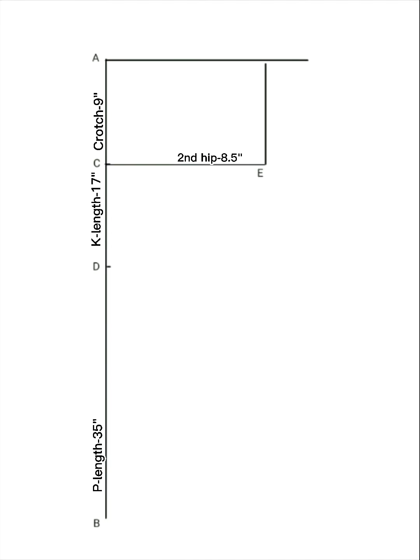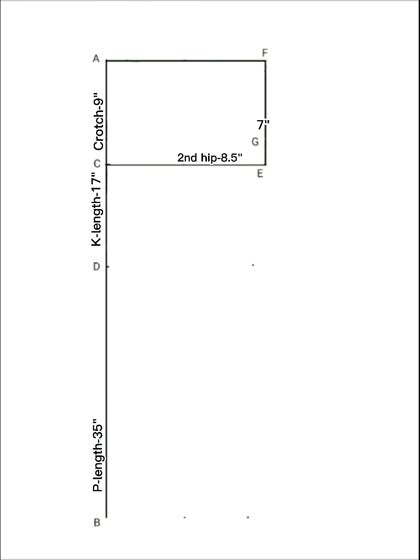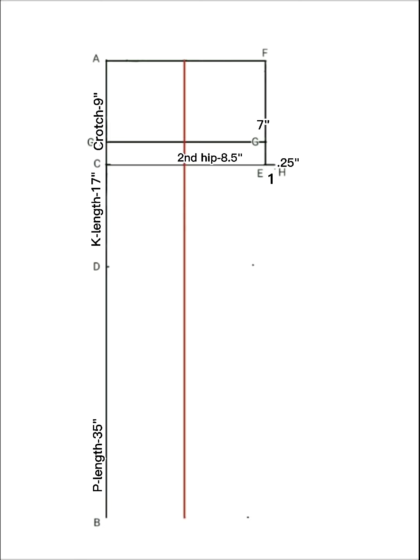From point E, extend the line to point F. Measure 7 inches to locate point G. This is now your second hip. From point G, extend the line inwards and put G1. Find the center point. From point E, add 1 inch and bring down 1/4 inch to locate H, and connect G to H by using French curve.